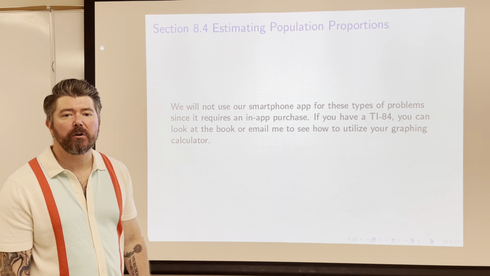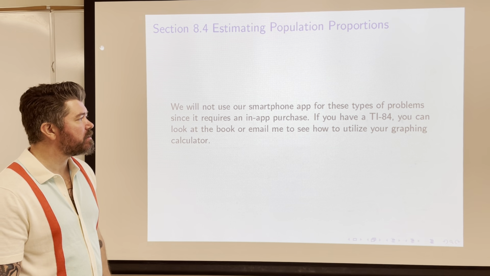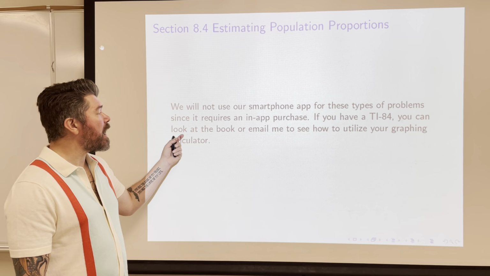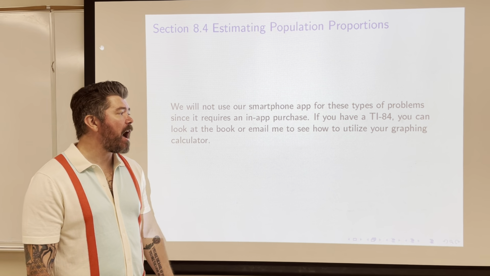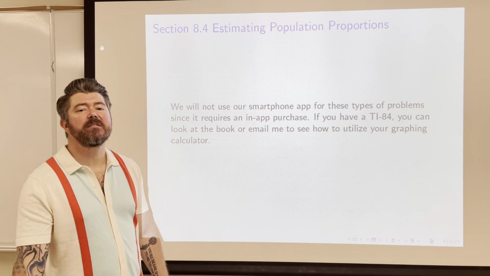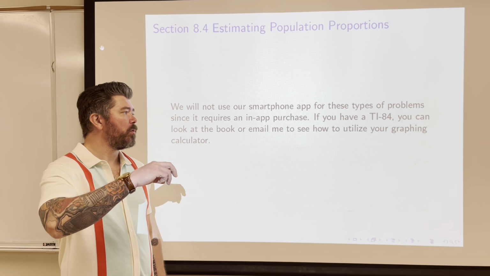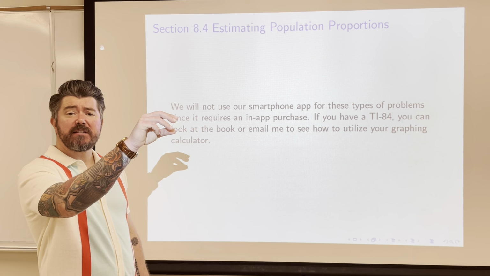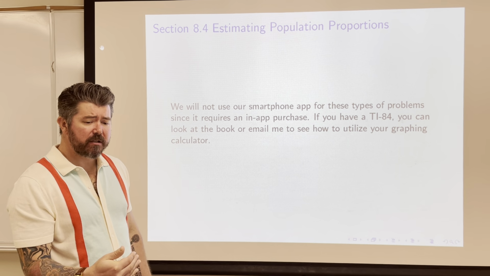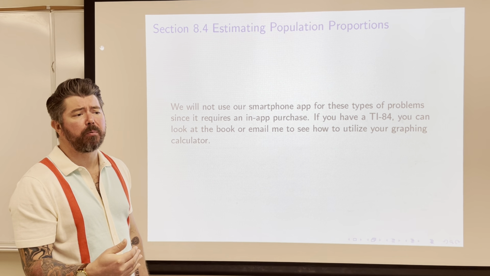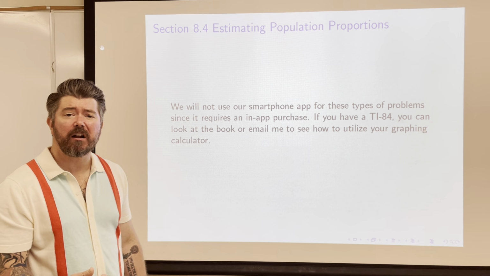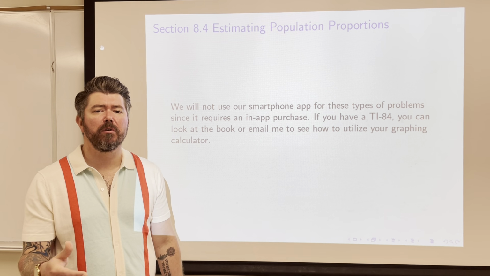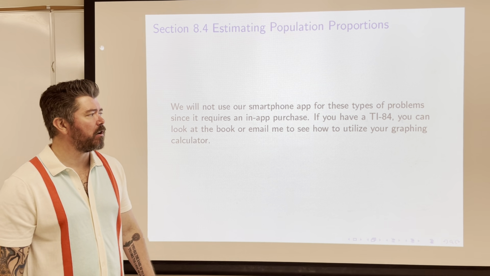We will not use our smartphone app for these types of problems since it requires an in-app purchase, which I don't want to force you to buy. So if you do have a TI-84, you can look at the book or email me to see how to utilize your graphing calculator. It's very similar. We click the stat feature and highlight the tests. Then at the bottom, it says Z interval proportion or something of that nature. I forget off the top of my head.